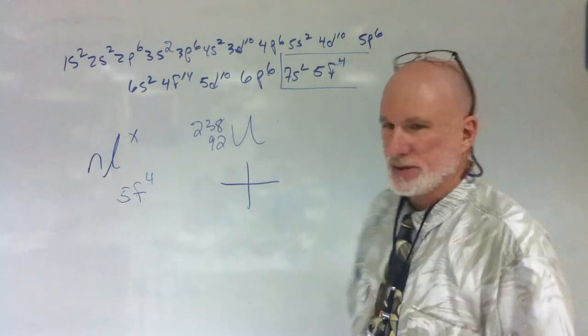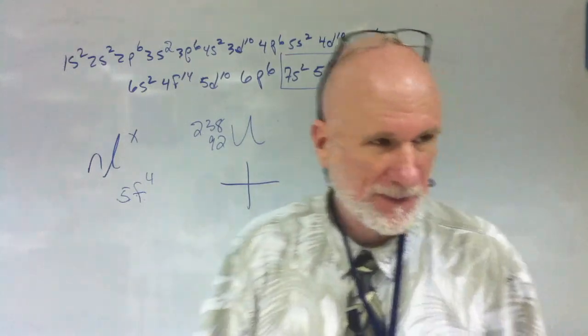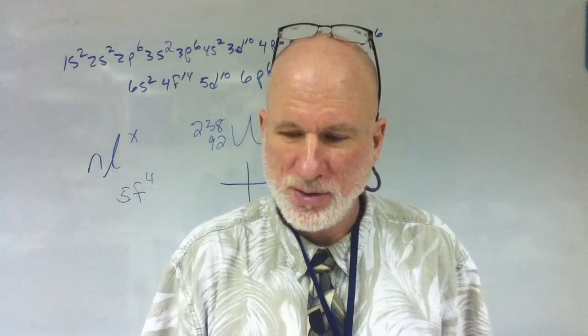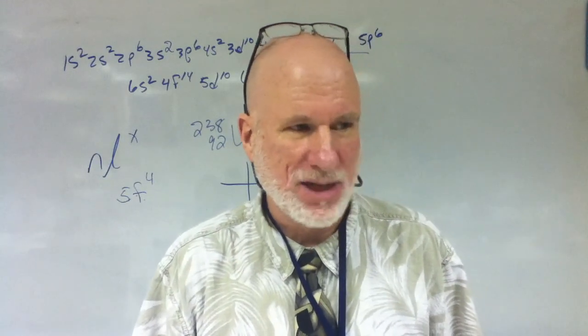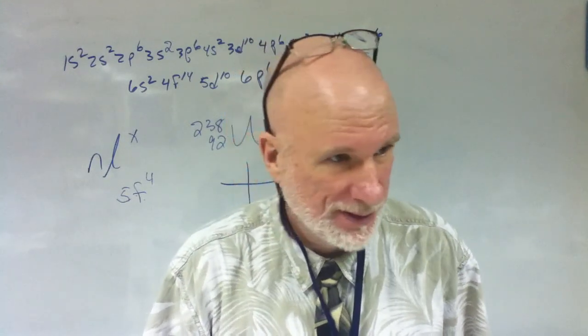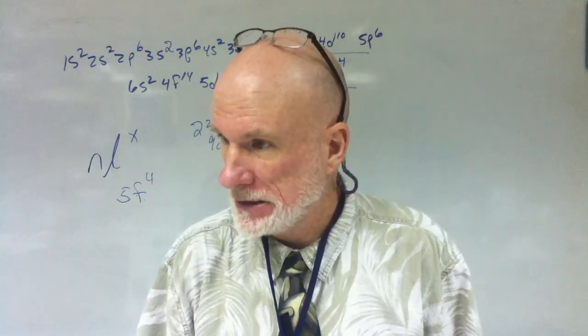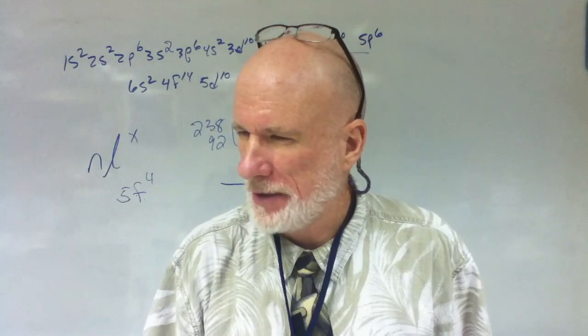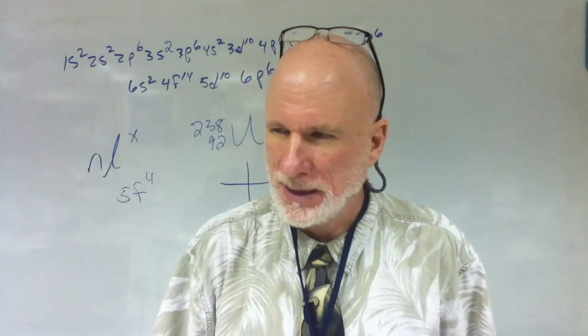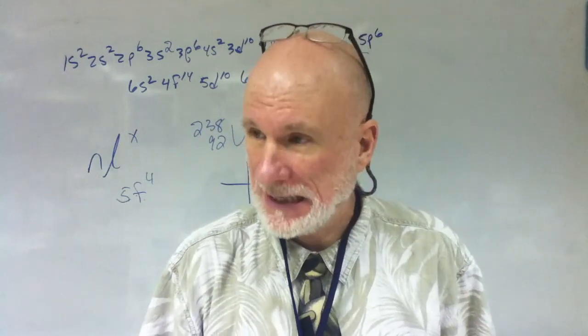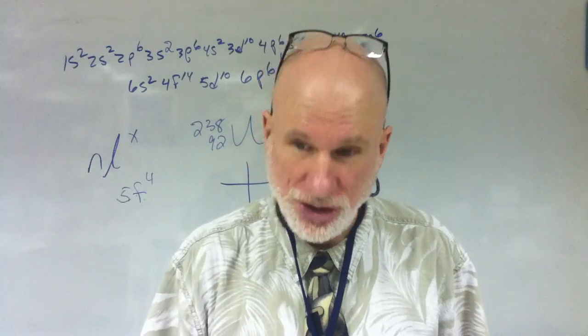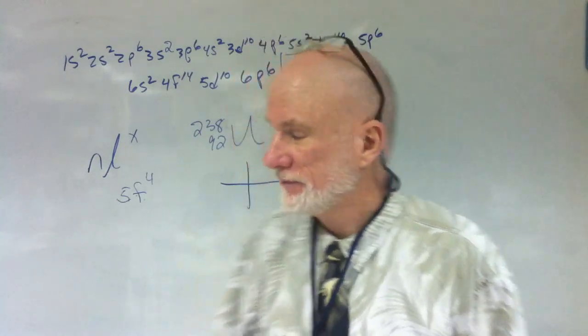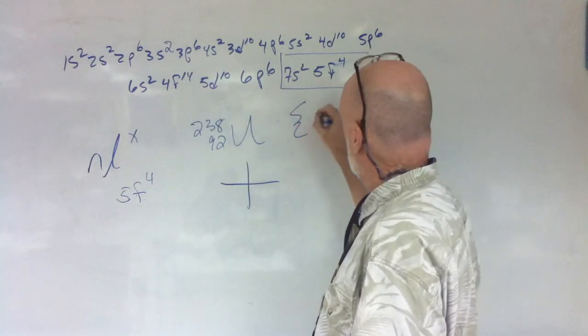Now, what is the nearest preceding noble gas? Is it argon? Is it helium? Xenon? Radon? Yes, radon. Why would it be radon? Why do I automatically know that? Well, the atomic number of radon is 86. And this is 92. So radon.